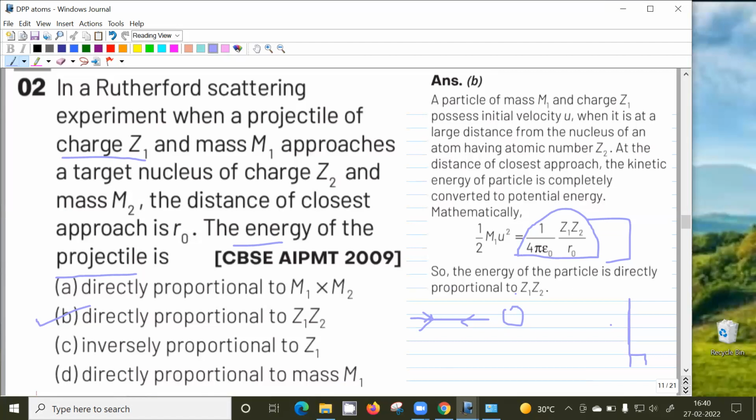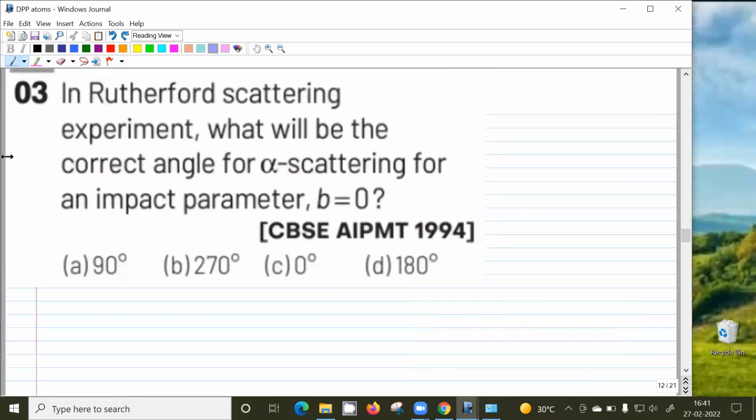So it's independent of M2. The M2 does not come into this picture. Only the charge of the second comes into the picture. So it depends on the charge of the second, but it does not depend on the mass of the second.